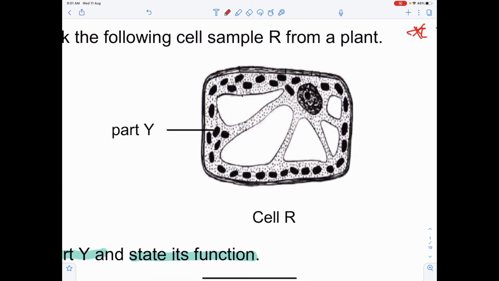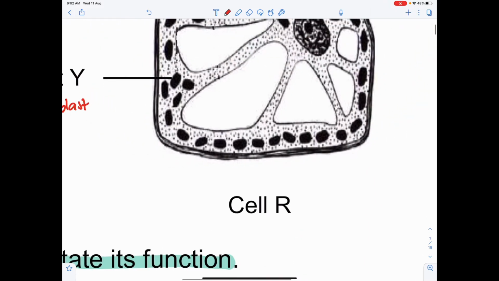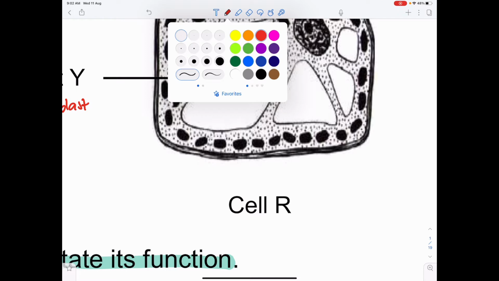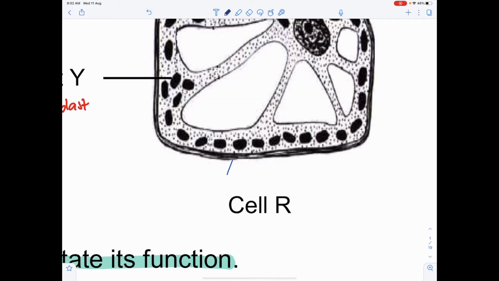So part Y is actually your chloroplast. Okay, now there are two lines here actually. I'm going to have to use a thinner line to show you. The one that I use dark blue, the outermost, is called your cell wall. And then the second inner line, which is in purple, is known as your cell membrane. So they serve two very different purposes, be careful. Your cell wall is concerned with providing a regular shape to your cell, whereas your cell membrane controls types of substances entering and leaving the cell.